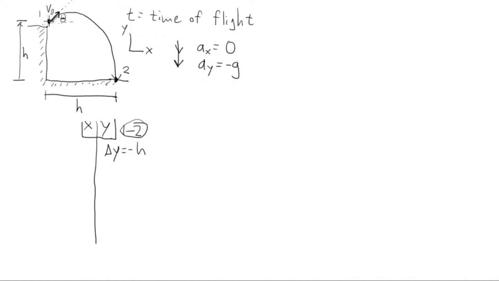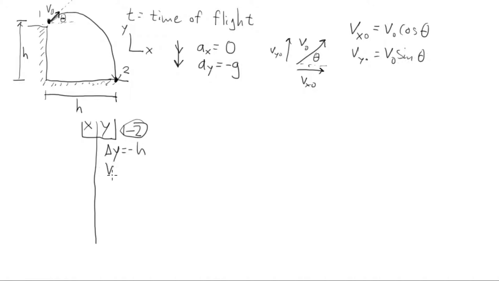Initial y velocity, we're going to break this down into components. So there's your v naught, theta. Okay, so vx naught is going to be like that. We're measuring from horizontal, so that means vx naught is equal to v naught cosine theta, and of course vy naught is equal to v naught sine theta. Okay, so vy, I guess I should say it's state 1.